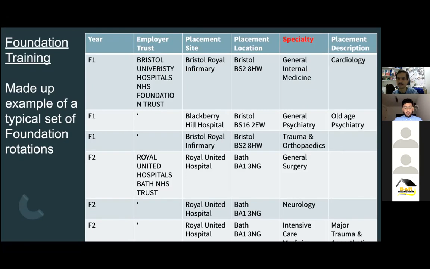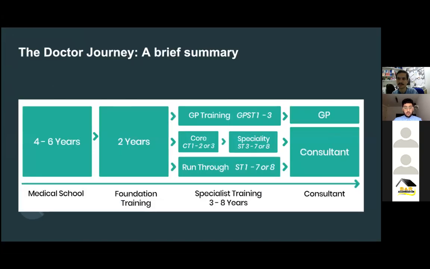So that's basically how you apply initially. And then just a brief summary of the journey through medicine. Obviously the previous speakers talked about medical school being between 4 to 6 years. In the UK, you then sit the foundation training, which is a 2-year program. So that's F1, F2. I'm currently in my first year, so I'm doing FY1.